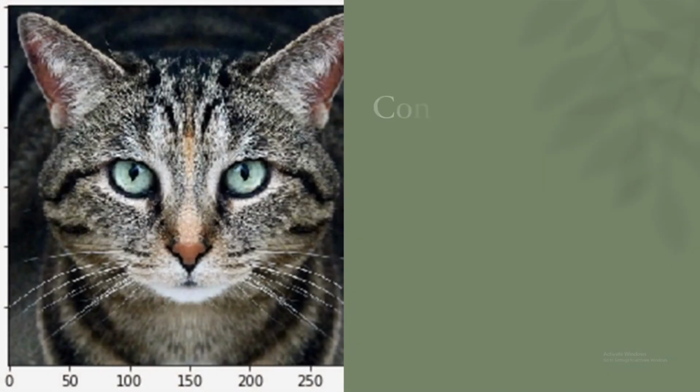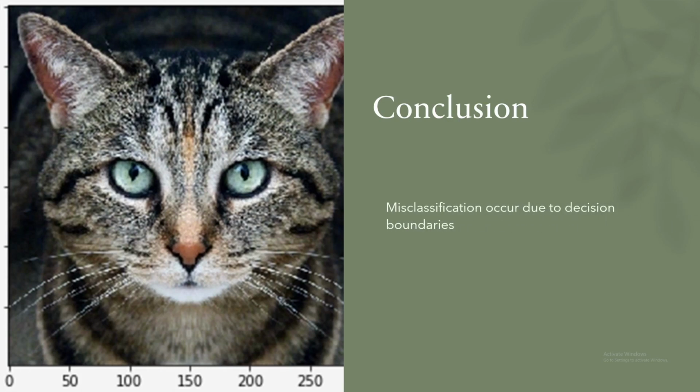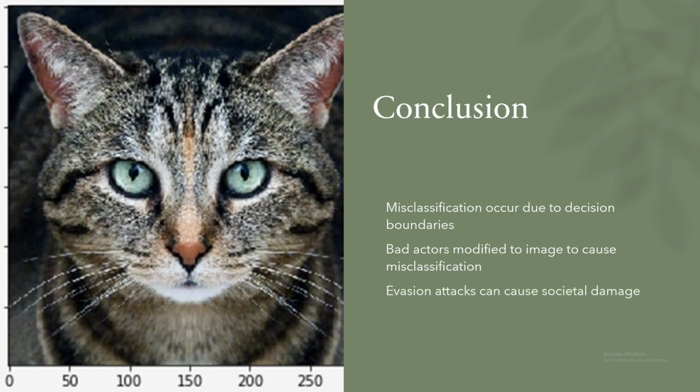This finally brings me back to the original cat image we saw at the start of this presentation. We now understand how this misclassification occurred and how we can prevent it in the future. It was classified as guacamole as the values of the pixels in this image caused it to lie within the guacamole decision boundary of the neural network. The misclassification of this image was primarily caused by a bad actor. They modified the pixels within the image in a strategic manner which caused it to be identified as guacamole instead of a cat. Though it may not matter in the simple cat image, evasion attacks like this can cause societal harm as a whole.